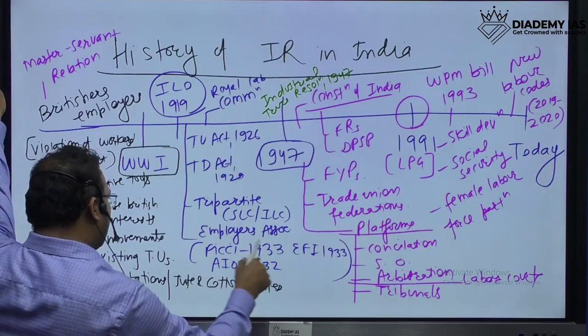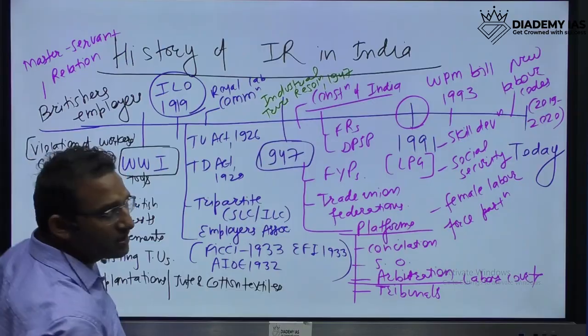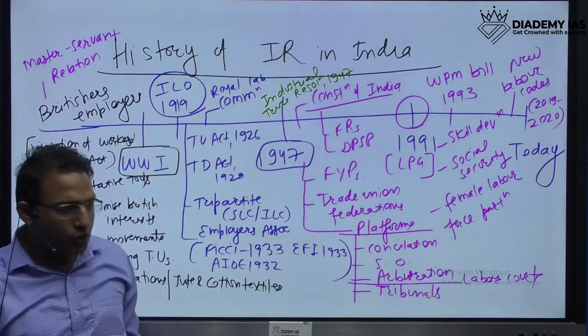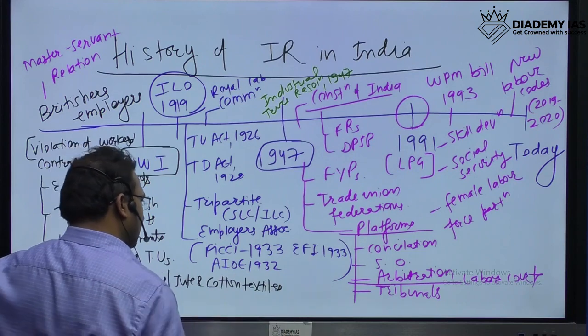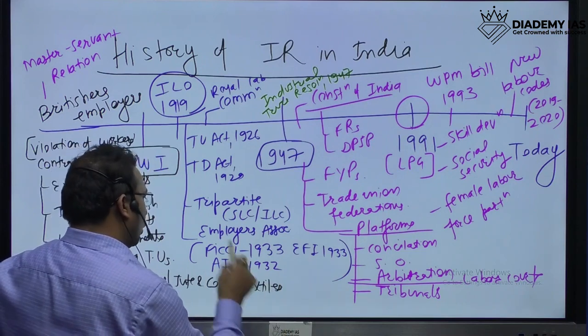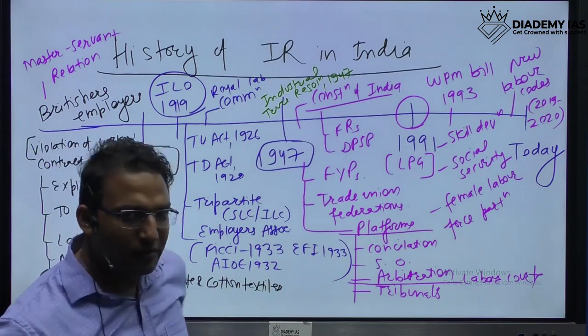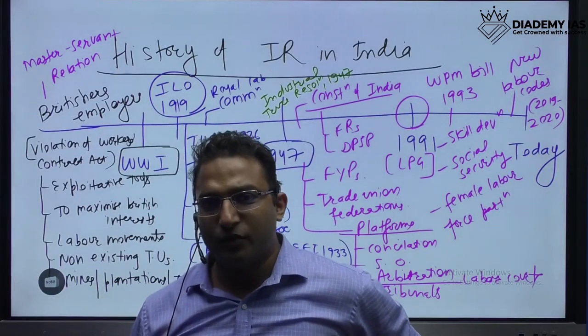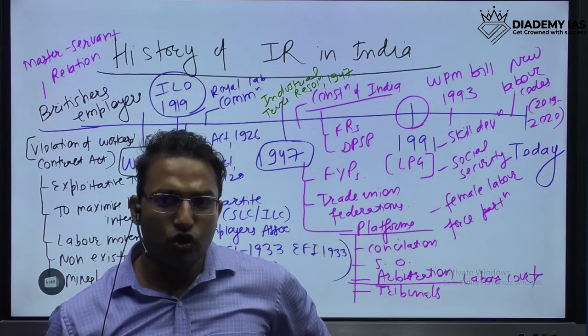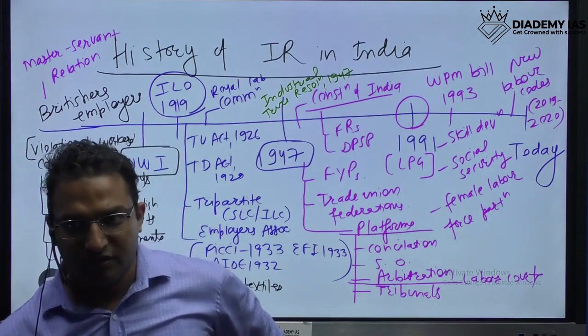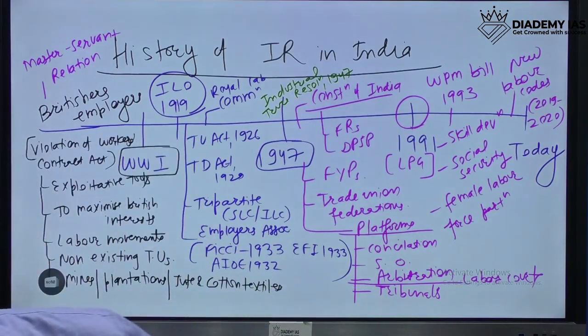Then we had various employer associations. Employer association means the employers are coming together, like in the form of FICCI, EFI, AIOE. You don't need to remember the names of these or the year of establishment. This question they will not ask you. The only thing is that you should know that yes, this was the major development that happened during this time.